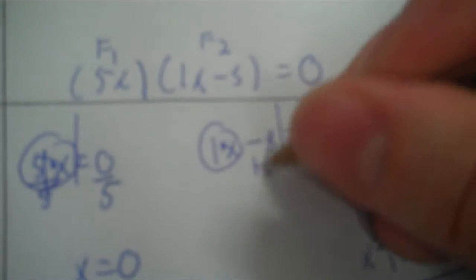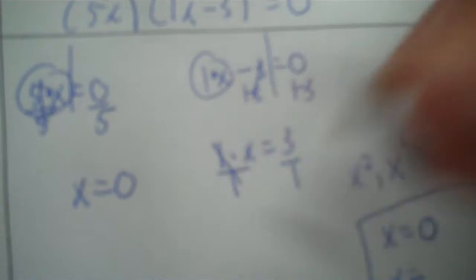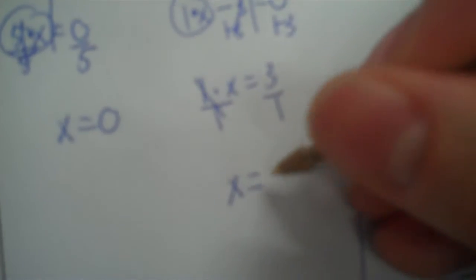Okay. Then over here, you got times 1 and minus 3. So you get rid of a minus 3 with a plus 3. And that 0 plus 3 is 3. Then you divide by 1. And 3 divided by 1 is 3. So 0 and 3.